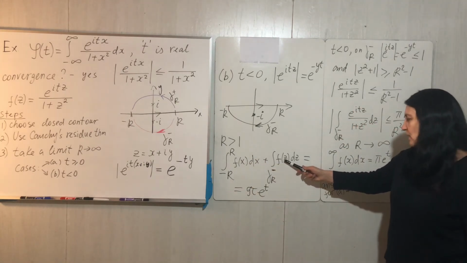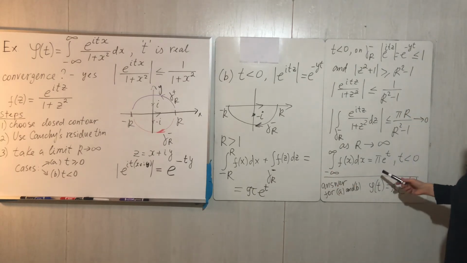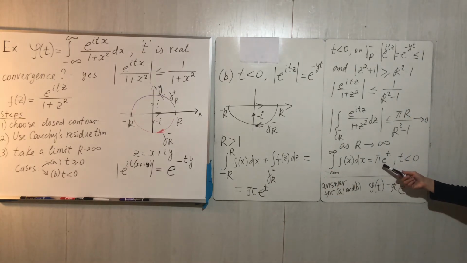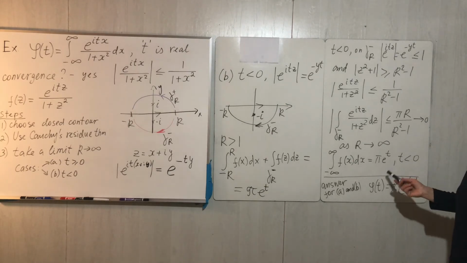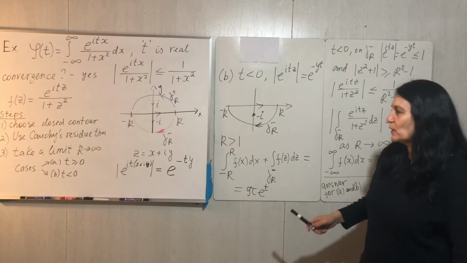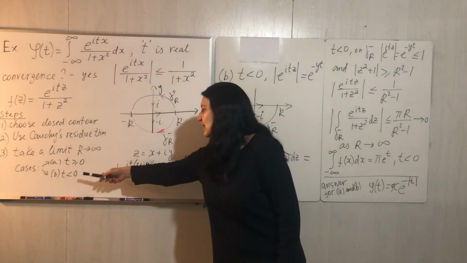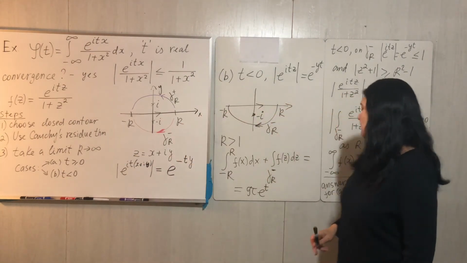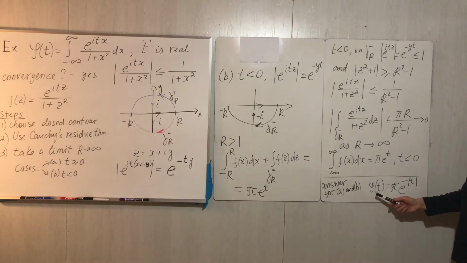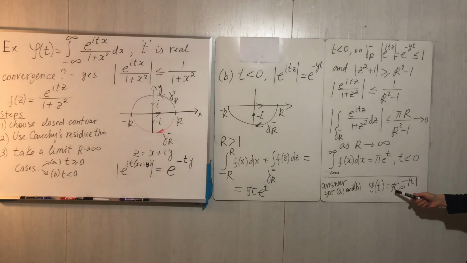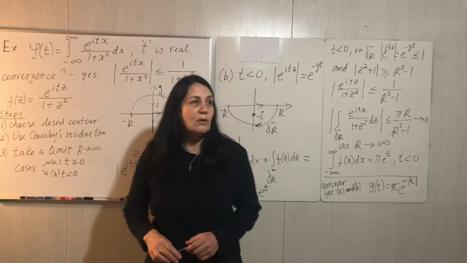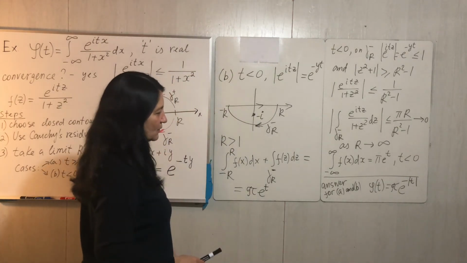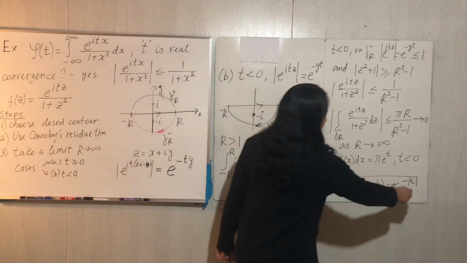And then in this formula, we will get the original integral that we want to compute. The other term will vanish, and the answer will be pi e to the t. This is for the case when t is negative. And if we combine both answers that we got for positive and negative t, we will get this formula: our Fourier integral phi of t is pi e to the negative absolute value of t, since in the first case we got negative t. So that would be the answer.